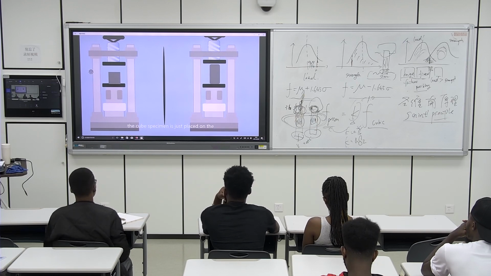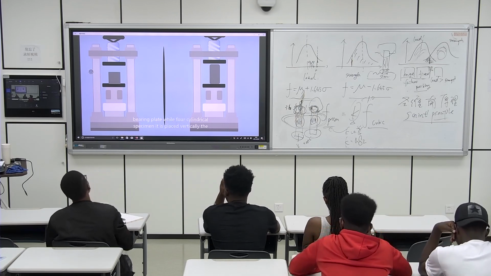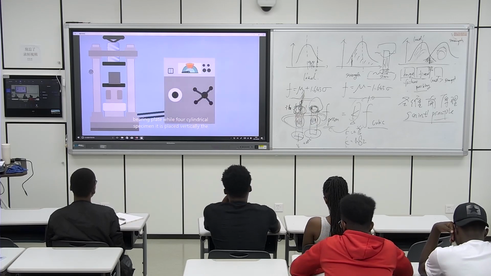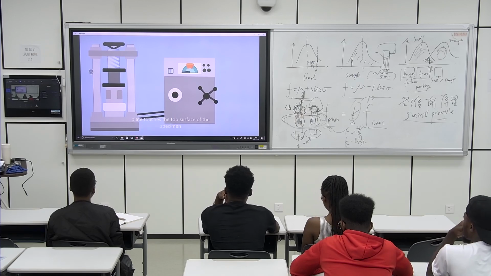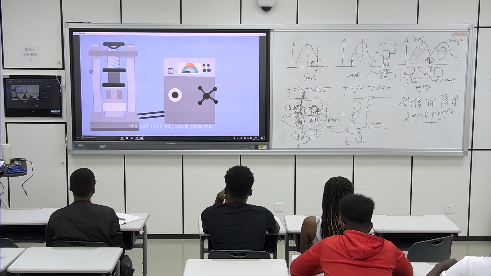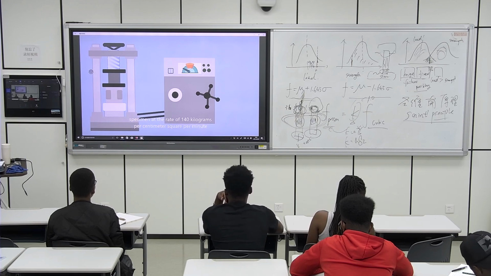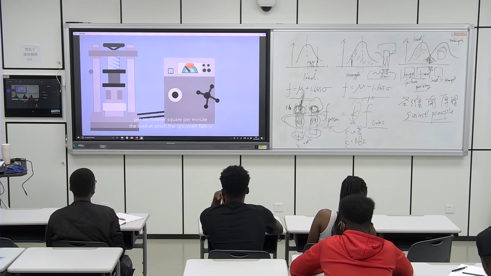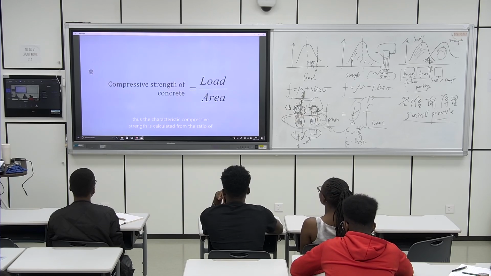The cube specimen is just placed on the bearing plate, while the cylindrical specimen is placed vertically. The instrument is adjusted such that the plate touches the top surface of the specimen. The load is applied gradually over the specimen at the rate of 140 kg per centimeter square per minute. The load at which the specimen fails is noted. Thus, the characteristic compressive strength is calculated from the ratio of load and the area.